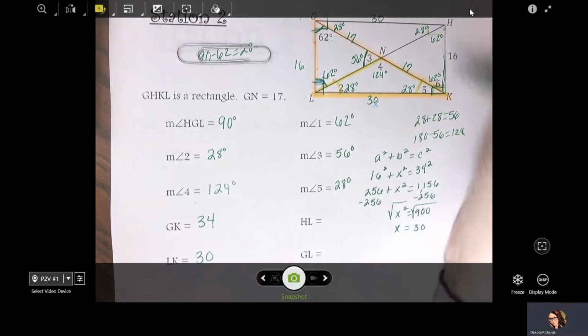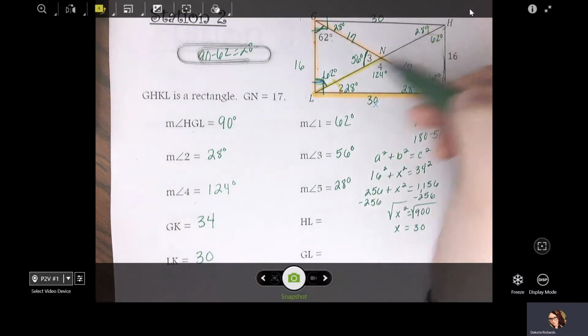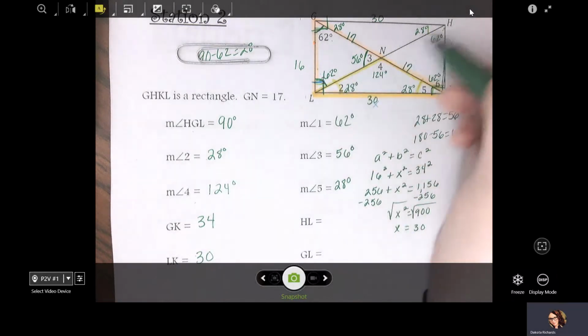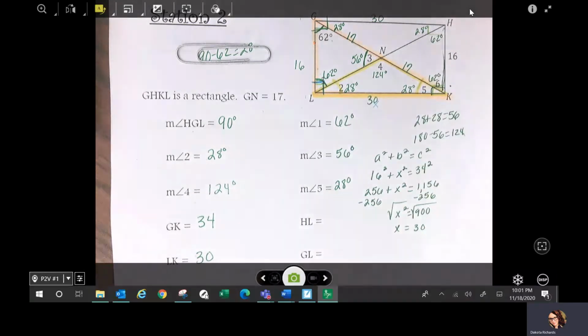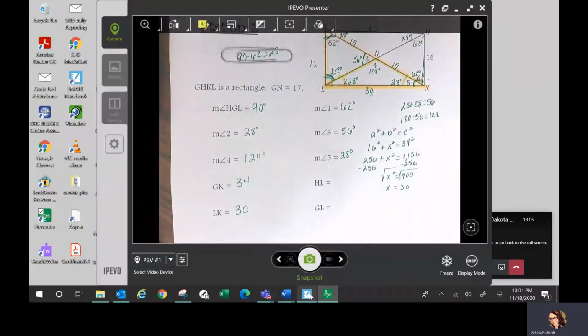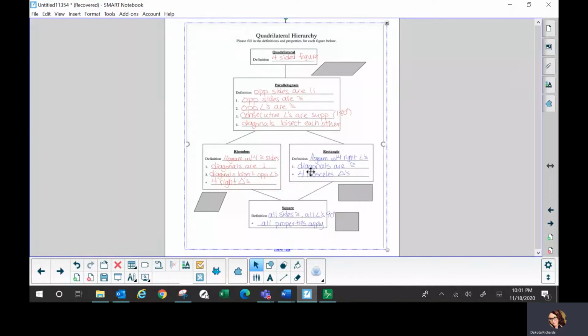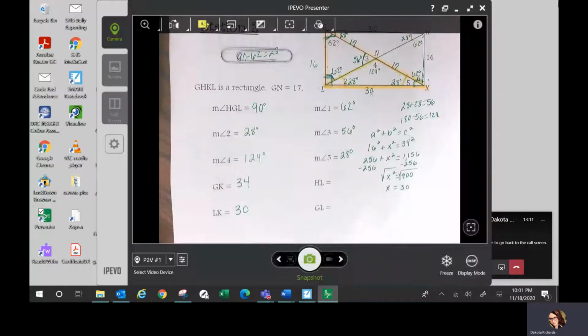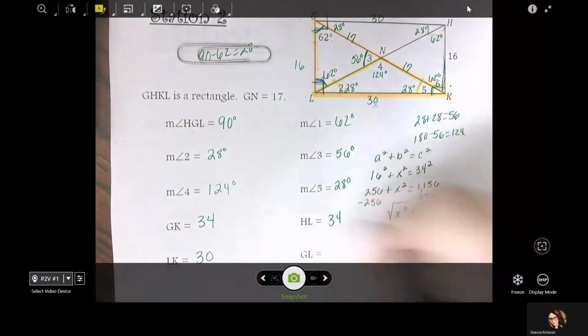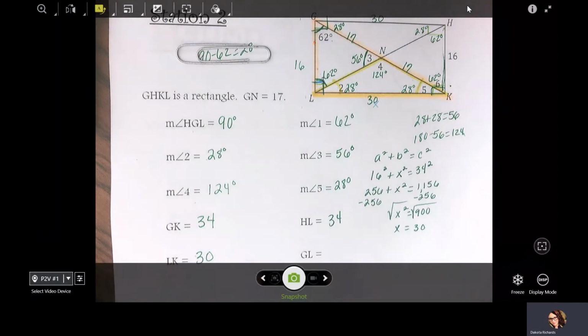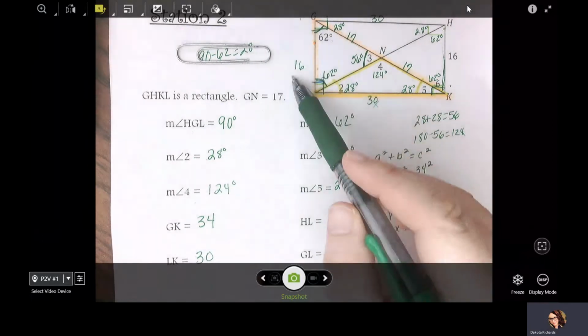HL is 16. Nope, I was looking at HK. HL is this other diagonal. What do you know about the diagonals in a rectangle? You know they are congruent. Diagonals are congruent. So if one of them is 34, guess what the other one is? It's also 34. And then GL is just 16.